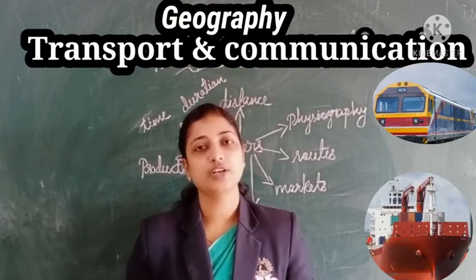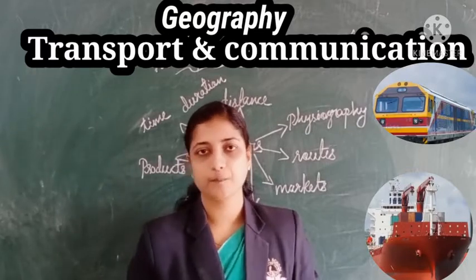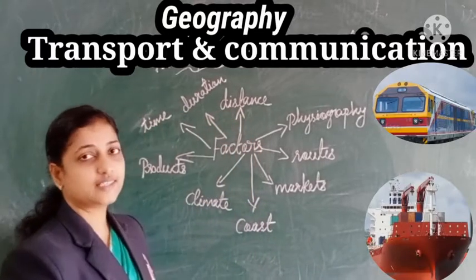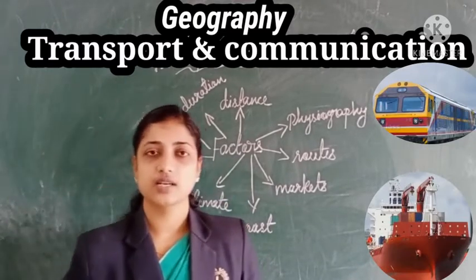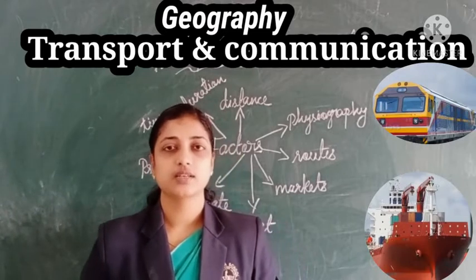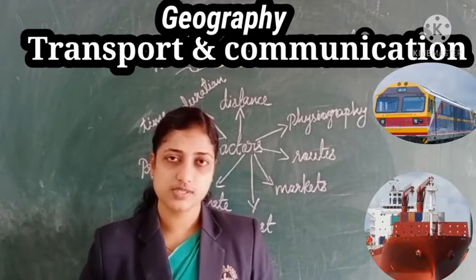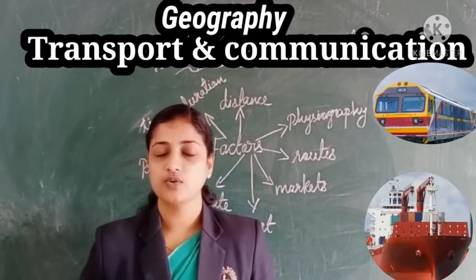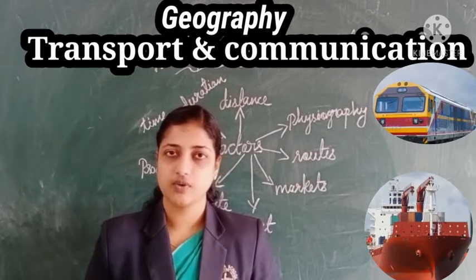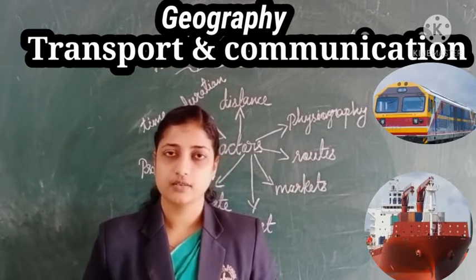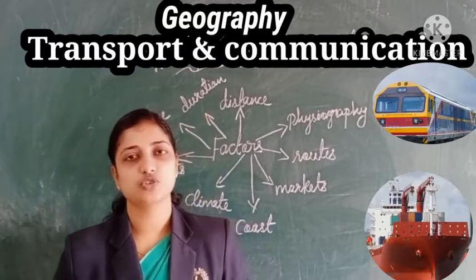There are different factors which influence transport. What are they? First one is distance. We know that there are different ways of transportation. What are they? Roadways, railways, airways, waterways, and pipelines. These are the different modes of transportation system.